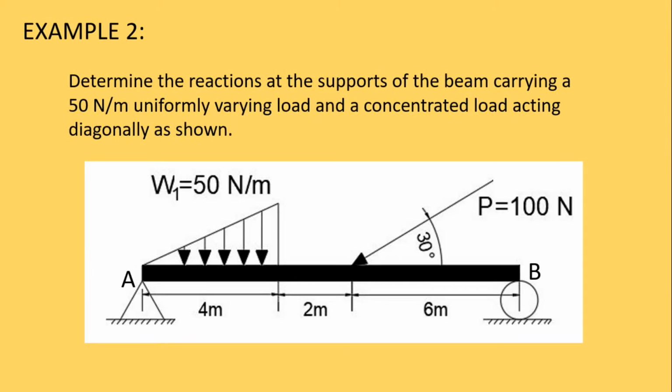So for our next example on the equilibrium of non-concurrent forces, we have to determine the reactions at the supports of the beam carrying a 50 Newton per meter uniformly varying load and a concentrated load acting diagonally as shown. So we have this simply supported beam.